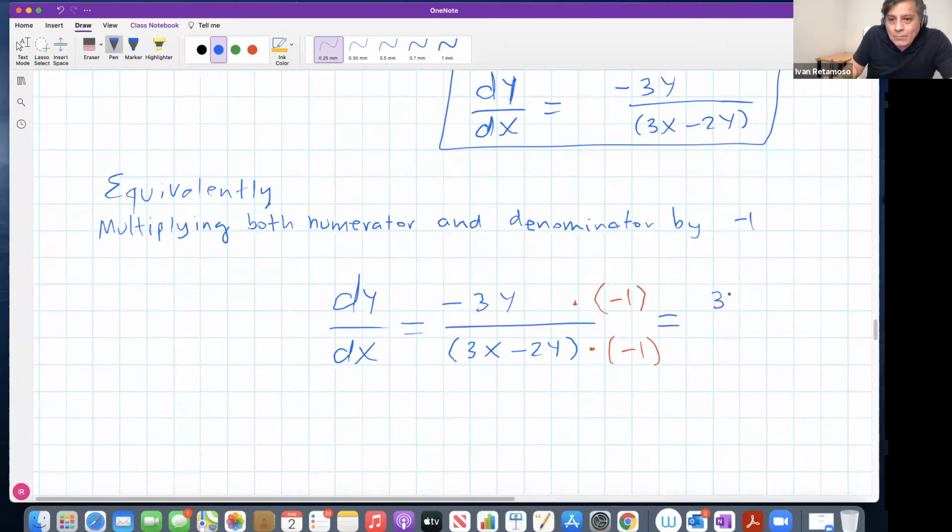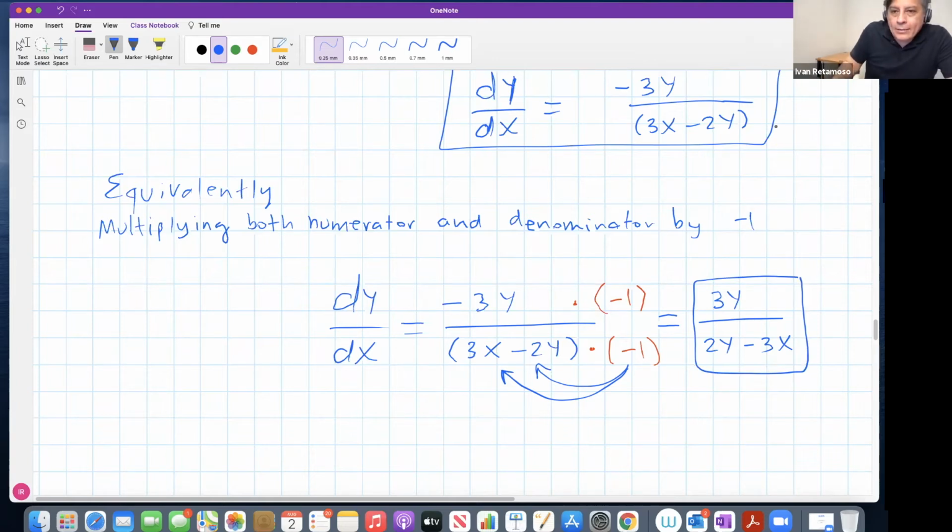This will be 3y positive now, right? And this one, look, this times this, -1 times -2y, 2y, -1 times 3x, minus 3x. So believe it or not, guys, this answer, 3y over 2y minus 3x, and this other answer, they are equivalent. It's just that this one doesn't show the negative sign, which mathematicians like, right?